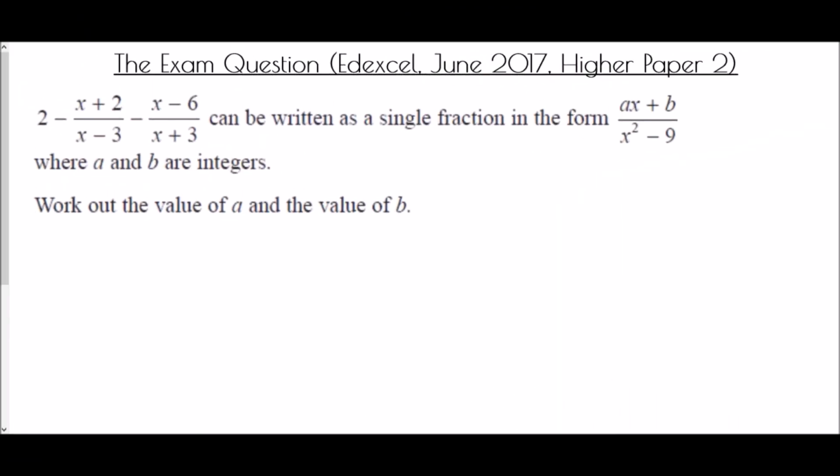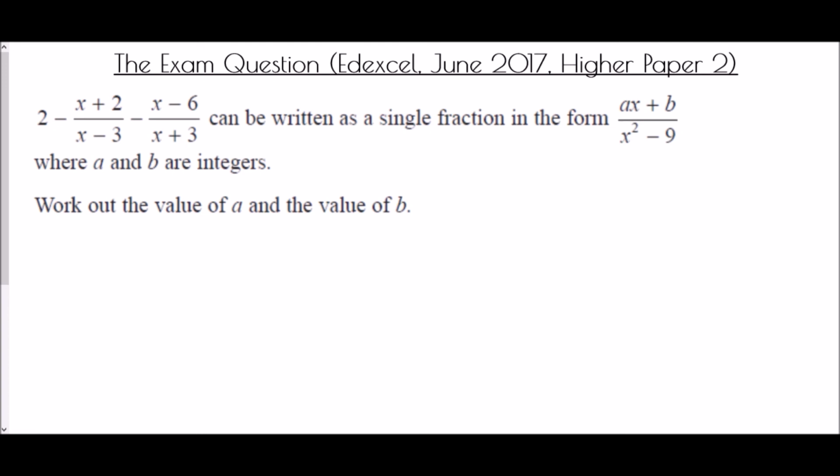And so we end with the exam question. It came from the Edexcel paper in June 2017 and it was on higher paper 2. And it says that 2 take away (x plus 2) over (x minus 3) take away (x minus 6) over (x plus 3) can be written as a single fraction in the form (ax plus b) over (x squared minus 9), where a and b are integers. Work out the value of a and the value of b.